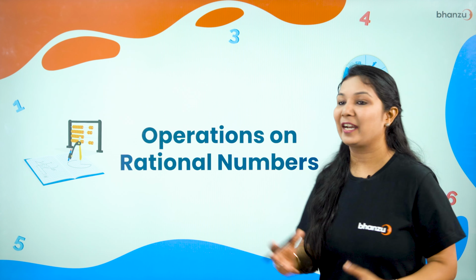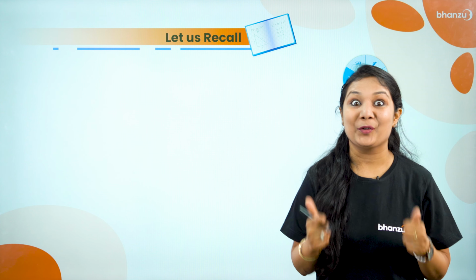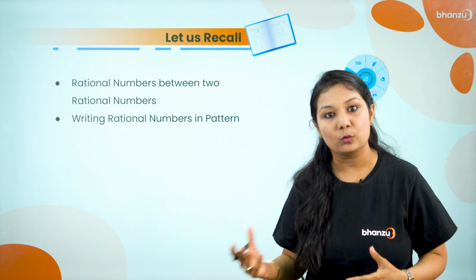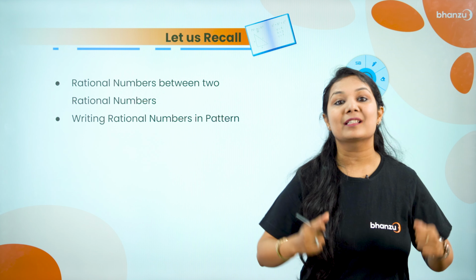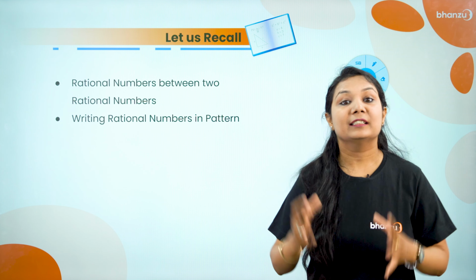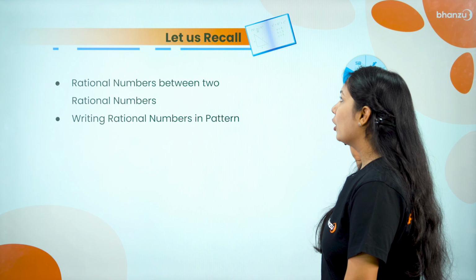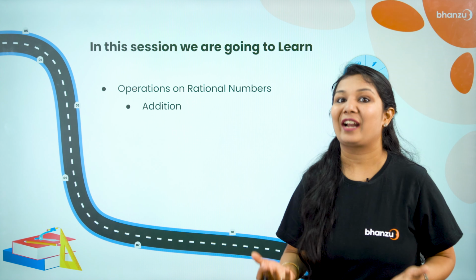But before we move ahead, it's time to recall what we had learnt in the previous session. We had talked about rational numbers between two rational numbers and also how we write rational numbers in different patterns. That is what we had discussed in the previous session. So moving on to today's topic, which is operations on rational numbers.